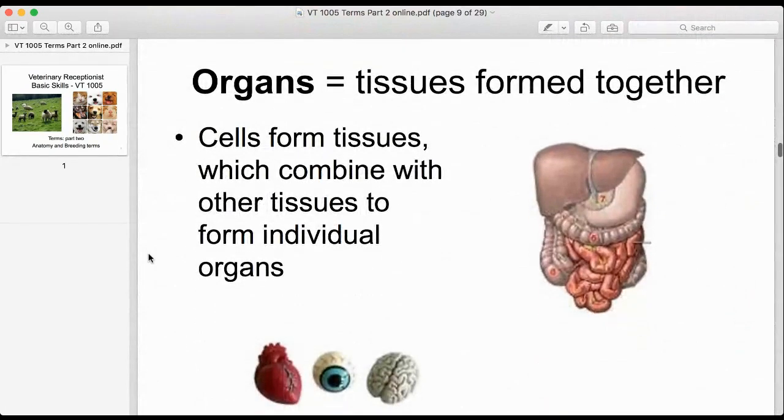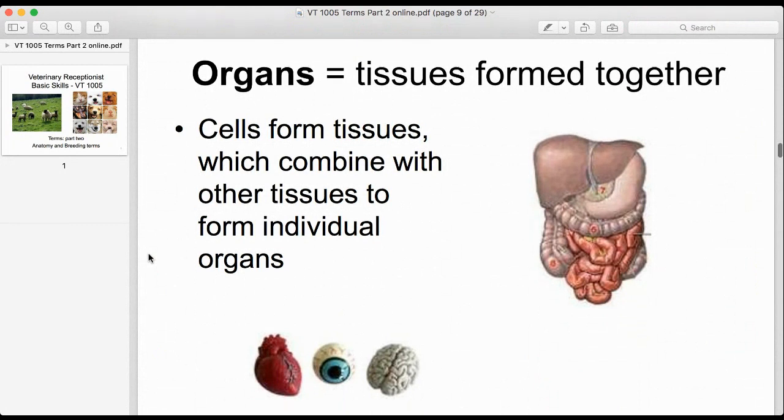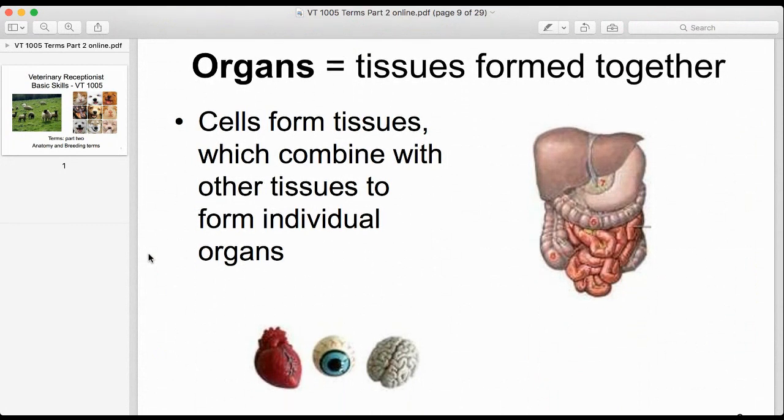So in the beginning, it said that cells form tissue, and tissues come together with other tissues to form organs. So organs are tissues that are formed together. On this one, we have at the bottom of the screen the organ of the heart, which also has some vessels attached to it, the eyeball, where various types of tissue come together to form that eye, and the brain.